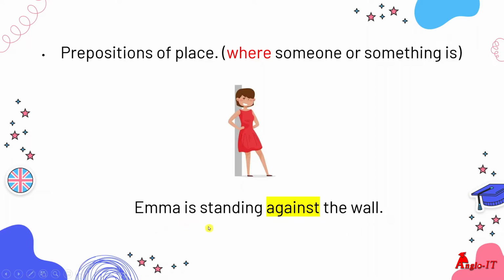For example, Emma is standing against the wall. Here against is the preposition.